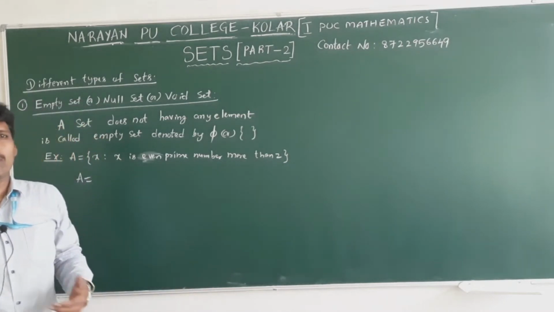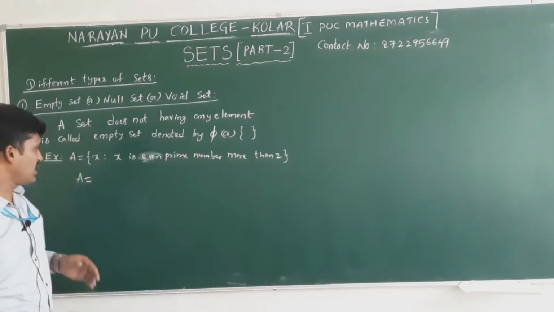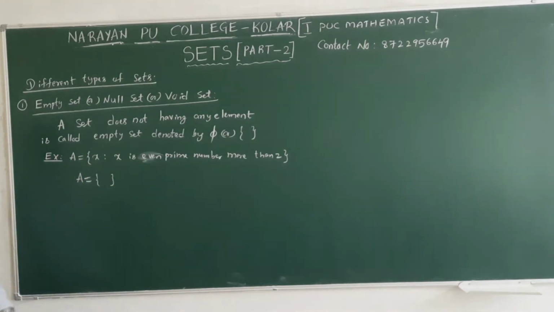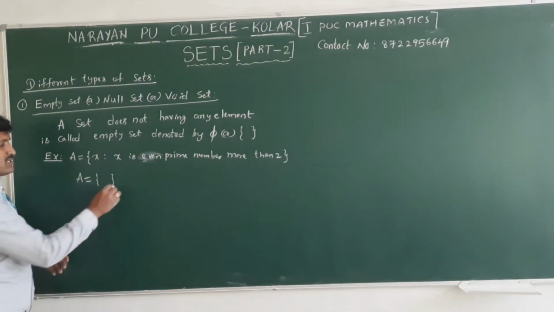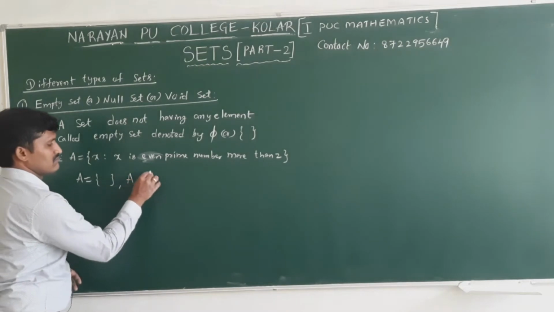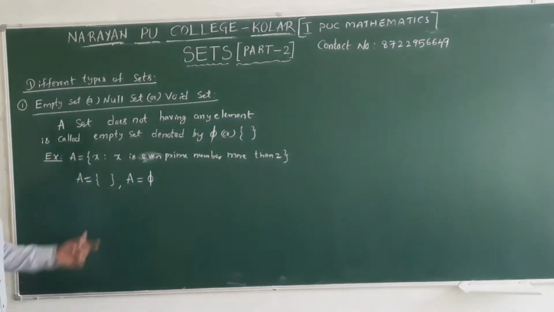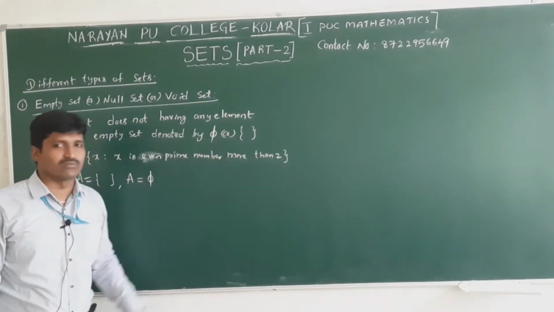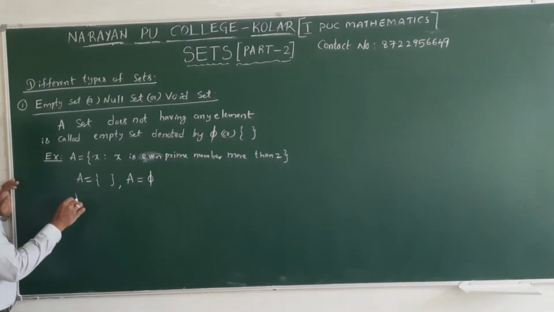More than 2, all prime numbers are odd only, not even. That's why the number of elements here nothing, empty. No possible element. That's why you can write like this also. No element gives this condition: the even prime number is more than 2. You want to take one more example, some B set.